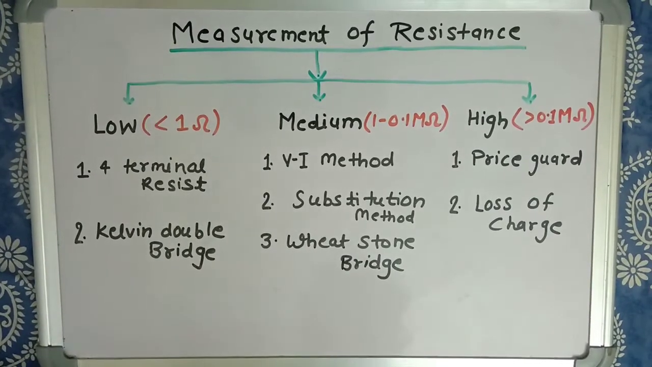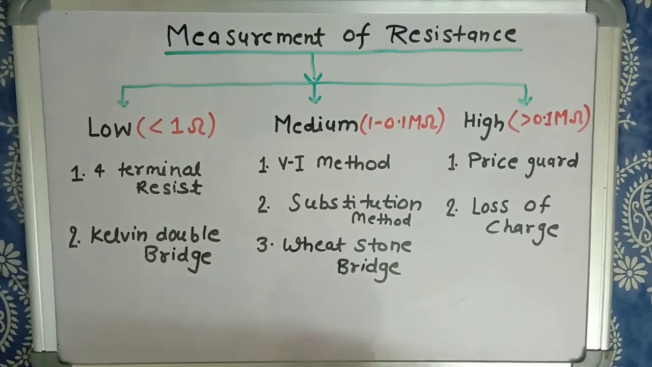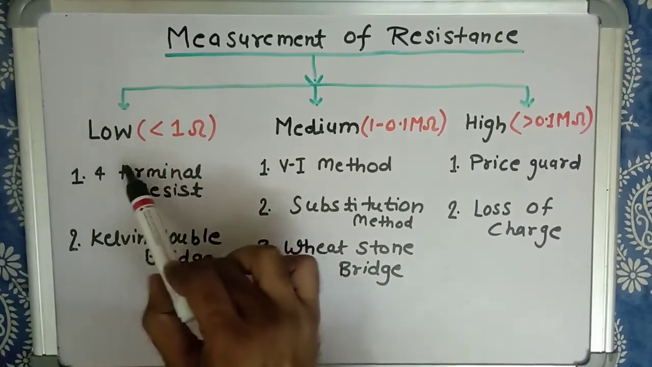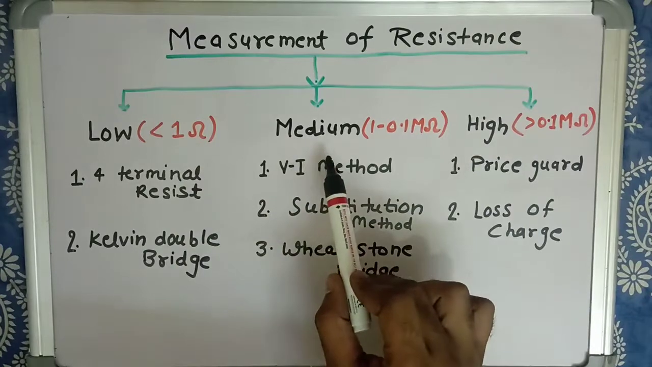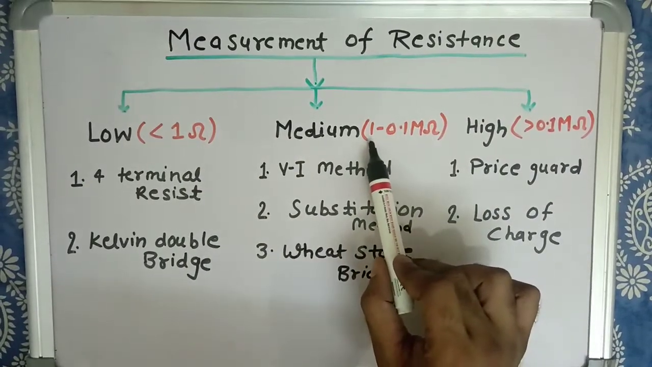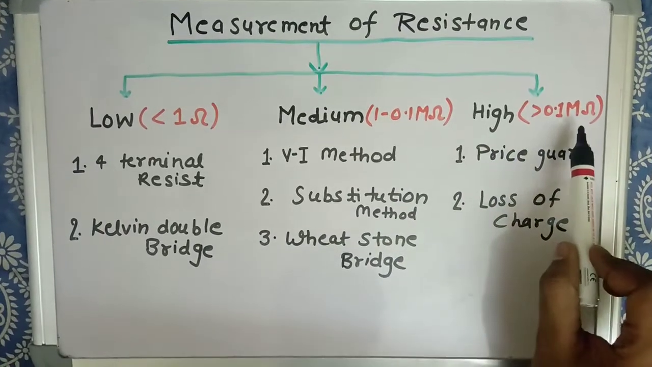So today we are going to study measurement of resistances. Resistances are classified into three categories: low resistances, which are lower than 1 ohm; medium resistances, which are between 1 ohm and 0.1 mega ohm; and high resistances, which are greater than 0.1 mega ohm.